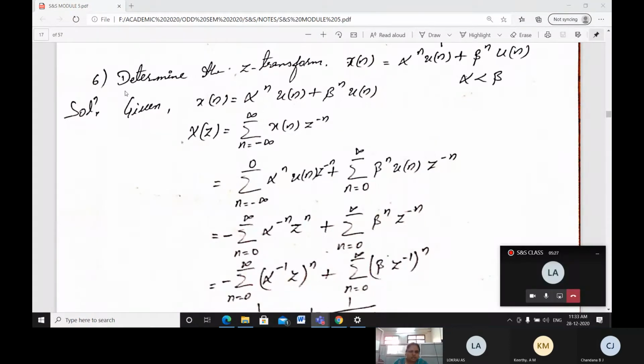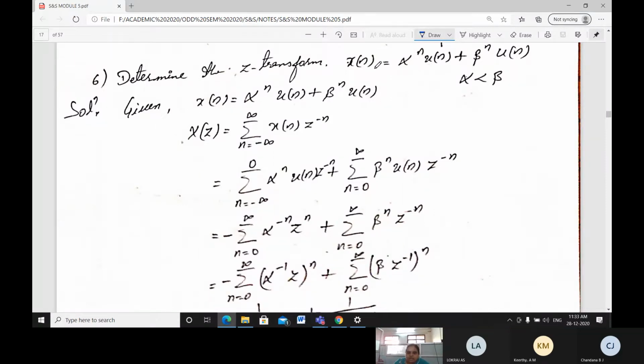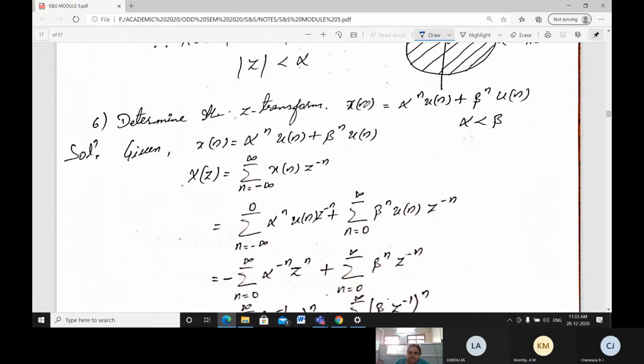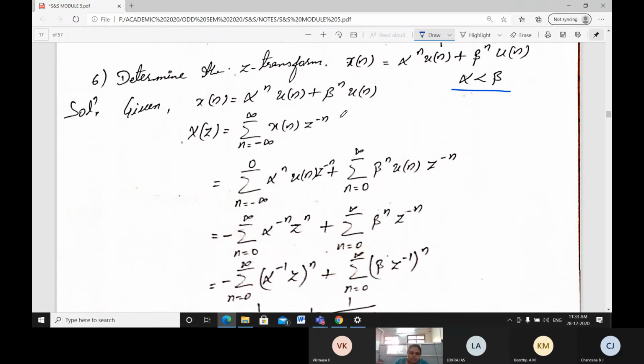Okay. Next problem is to determine the Z transform. Here x of n is given as alpha raised to n u of n plus beta raised to n u of n, and they are given the condition that alpha is less than beta. As usual, what we do when solving the problems, the steps are the same. Here the given equation you have to write first, then we have to find the Z transform.